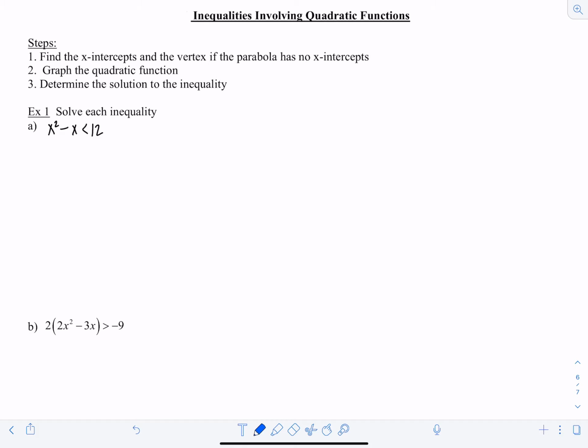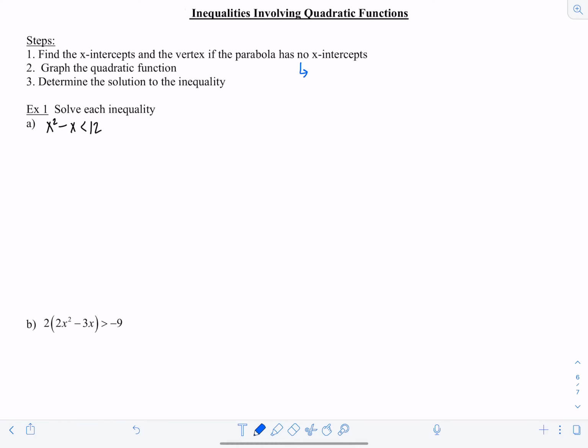And if the parabola doesn't have any x-intercepts, then find the vertex. Or alternatively, you could just determine which way it opens, if it opens up or down. We'll do an example that looks like that. Then you need to graph the quadratic function. This just needs to be a little rough sketch.